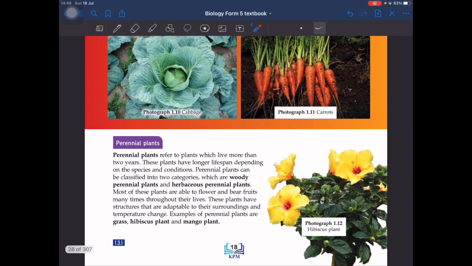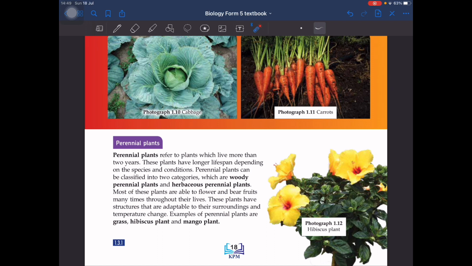And then lastly, we have your perennial plants. So perennial plants is the longest life cycle of plants. They live more than 2 years. So 2 years is the cut off because we have annual, of course, 1 year, and then biennial, which is 2 years. And then you have your 2 years and above kind of growth, which is your perennial plants. So they have a longer lifespan depending on the species and conditions.